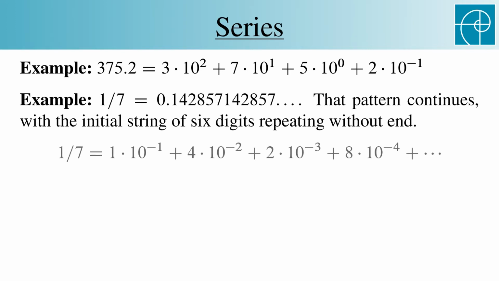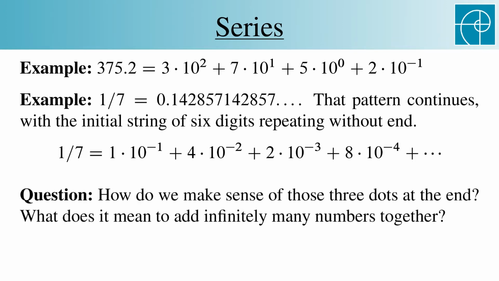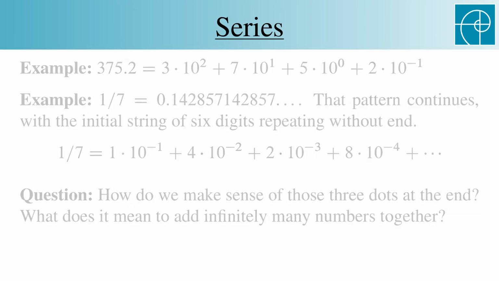We can write 1/7 like this, as a sum of copies of negative powers of 10 that never ends. But how do we make sense of those 3 dots at the end? What does it mean to add infinitely many numbers together? This motivates the next definition.